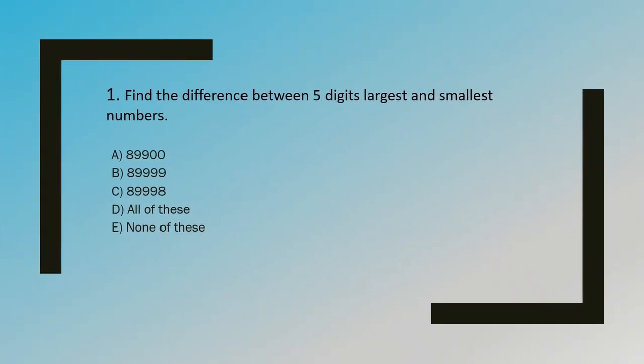So our first question is to find the difference between the largest and smallest 5 digit numbers. These questions will be of MCQ type, where we will have multiple options and choose one of the answers. This question is fairly simple, so I would like you to pause the video here and try it yourself, and then you can continue after you are done. Okay, so let's move toward the solution.